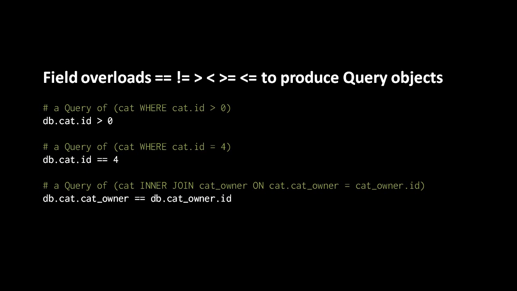So what we get back is a query object representing all the rows in cat where the ID value is 4, which of course should be just one row because multiple rows aren't supposed to have the same ID. IDs are supposed to be unique.